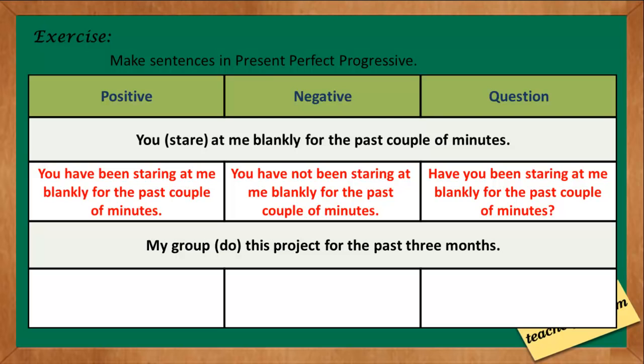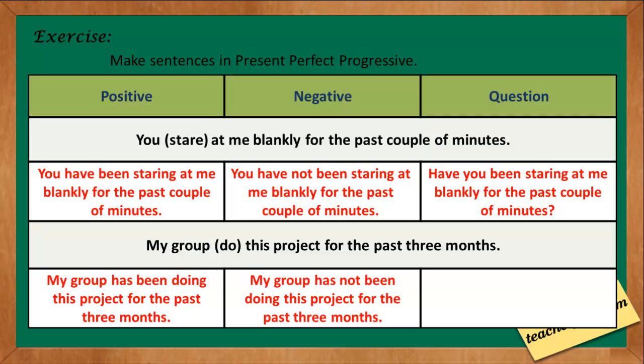The second one: my group do this project for the past 3 months. The verb is do. The correct positive statement is my group has been doing this project for the past 3 months. The negative statement is, my group has not been doing this project for the past 3 months. And the question is, has my group been doing this project for the past 3 months?